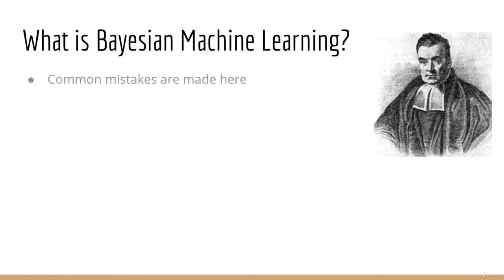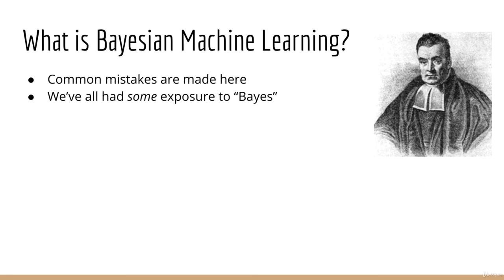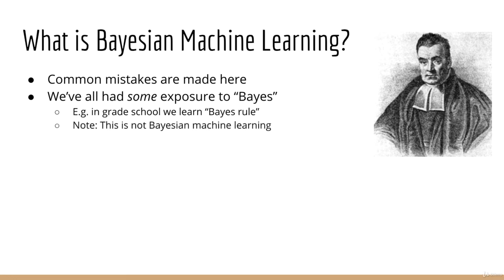One common mistake that I find students make is in their definition of Bayesian machine learning. We've all had some exposure to the concept of Bayes. This can happen as early as grade school, where you learn about Bayes' rule. Of course, that's not machine learning per se, but rather just basic probability. You might think you've encountered Bayesian machine learning before in the context of regularization. In models like linear regression, this corresponds to the maximum a posteriori, or MAP estimate. This is still not Bayesian machine learning, though.